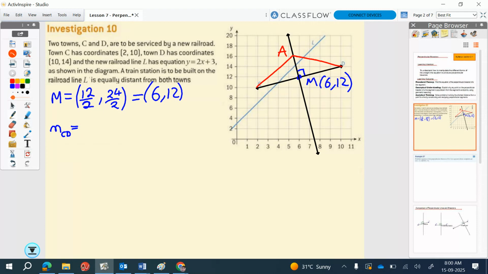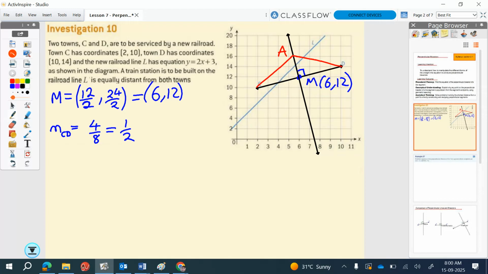Okay, so we need to find the gradient of line CD. That means we need to find the change in y values and the change in x values. So the y values have gone up by 4, and the x values have gone up by 8. So the gradient here is going to be a half.